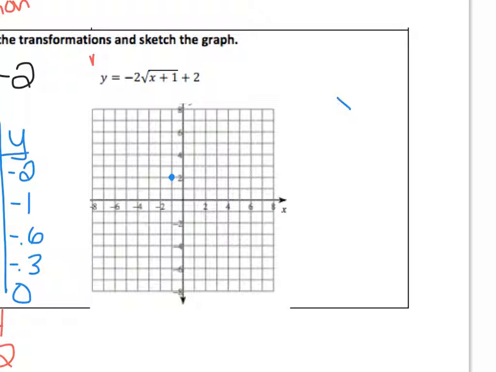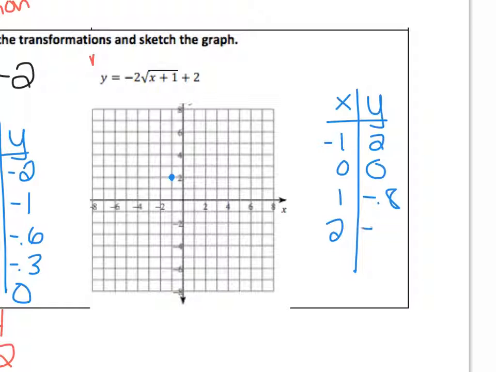Okay, so we can use our calculator to find the rest. So go ahead and type that in. Okay. So we should have negative 1, 2, which makes sense. That was our starting point. 0, 0, 1, negative 0.8, 2, negative 1.5, 3, negative 2. I'm going to stop there. We could keep going and put more points. So I'll have 0, 0, 1, negative 0.8, 2, negative 1.5, and 3, negative 2.